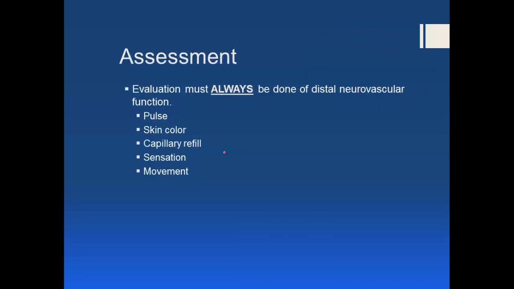So here's the thing. I mentioned the distal neurovascular function. Remember, neuro is nerve and vascular is vessels, blood vessels, right? So check the nerves, check the vessels. We want to assess pulses, skin color, capillary refill, sensation, and movement. We want to make sure that all of those things are present, and we want to be sure to document them.